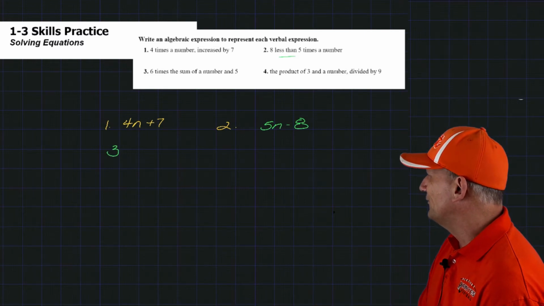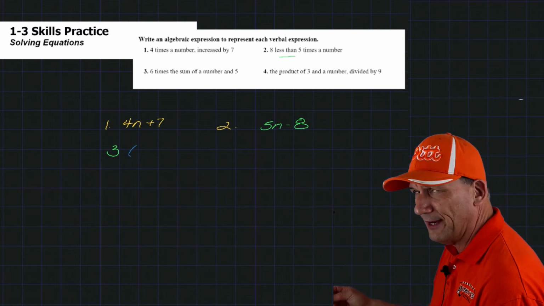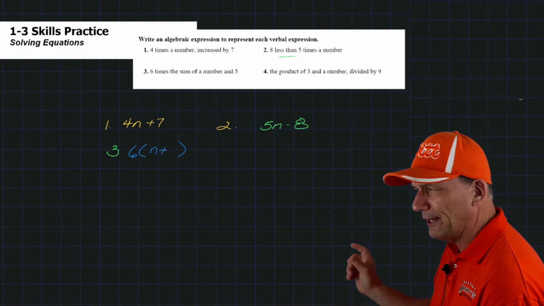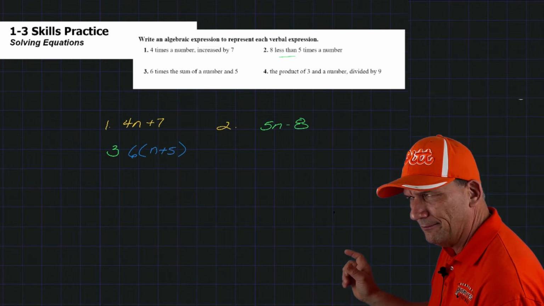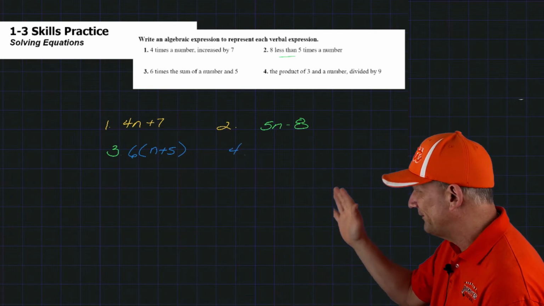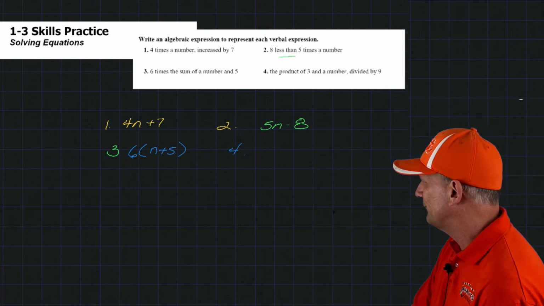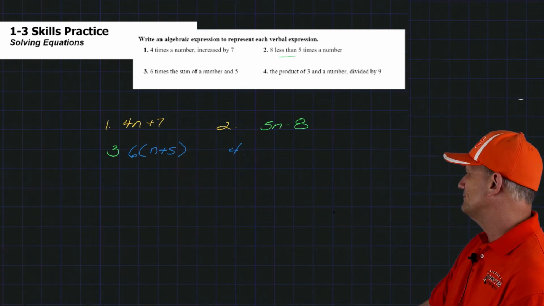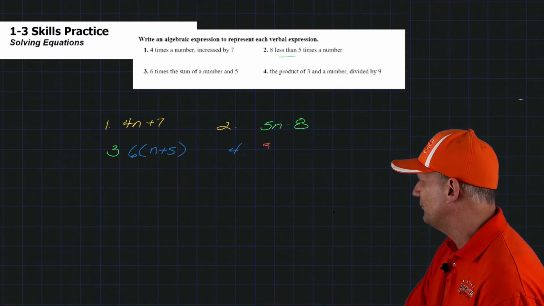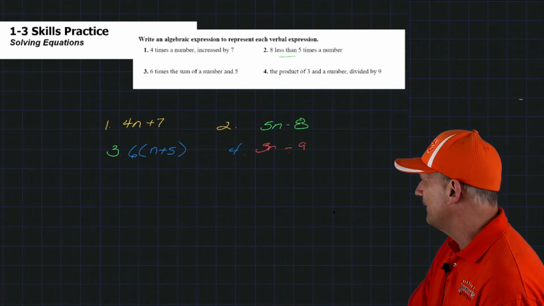Number 3, 6 times the sum of a number and 5. So the sum of a number and 5 would be n plus 5. And to multiply that sum by 6, we would have to use parentheses. So it'd be 6 times the quantity n plus 5 in parentheses. Number 4, the product of 3 and a number. Well, the product means multiplication, so we know that's 3 times n, or x, whatever you want.